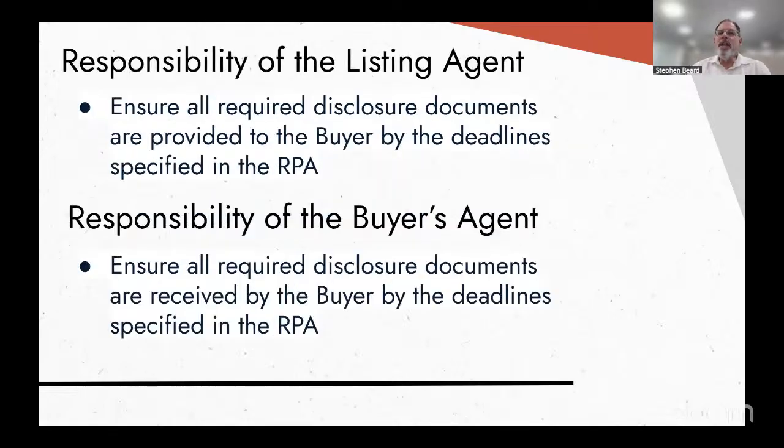The responsibility of the listing agent is to make sure that they provide all the legally required documents by the deadline in the contract. That's it. The responsibility of the buyer's agent is to make sure that all of the legally required documents are received by the deadlines. So if you're representing a seller and the contract says you have to have everything in by day 3, you've got to get it in by day 3. If you're representing the buyer, you're going to be calling the listing agent, hey, these documents are due today. Where are these documents? That's the way it works.